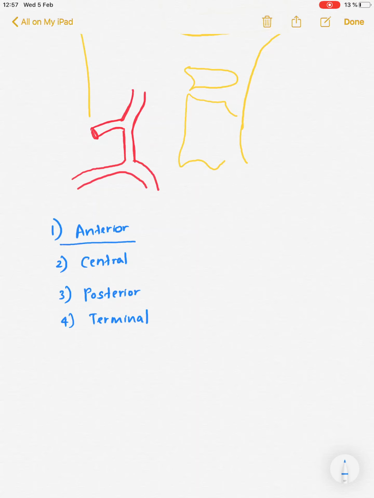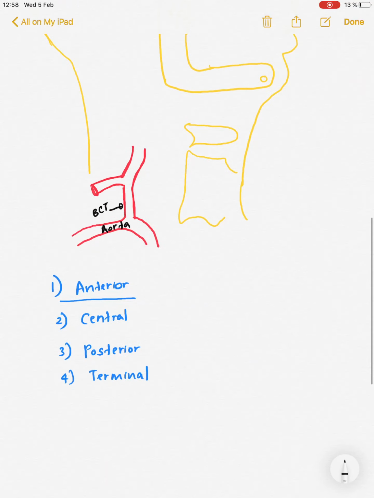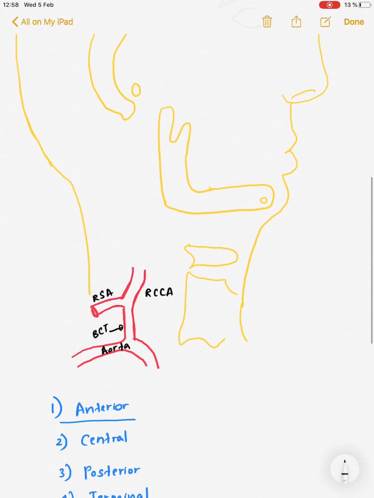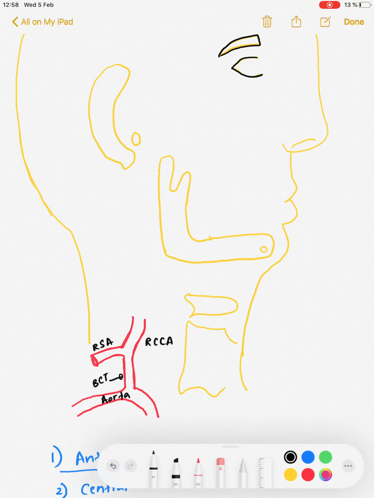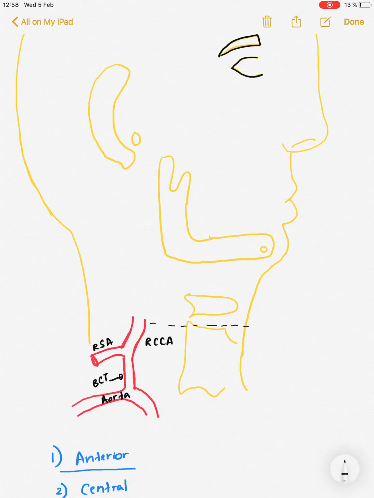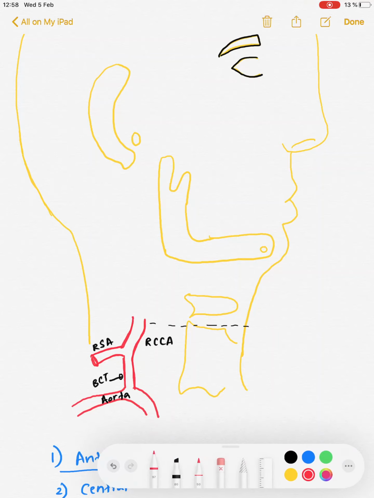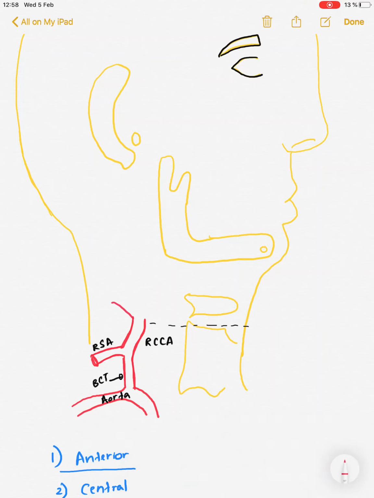Now let us look at the anterior group of branches. Before that, I should tell you, here we have the aorta, the brachiocephalic trunk, the right subclavian artery and the right common carotid artery. The common carotid artery bifurcates at the level of the superior margin of the thyroid cartilage, and will give rise to the internal carotid artery and the external carotid artery.